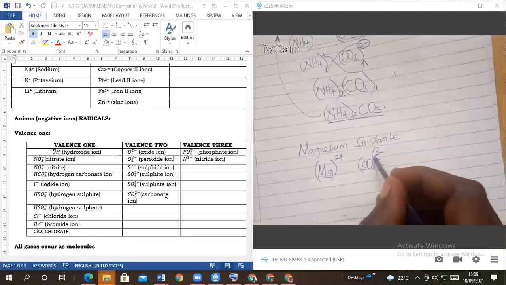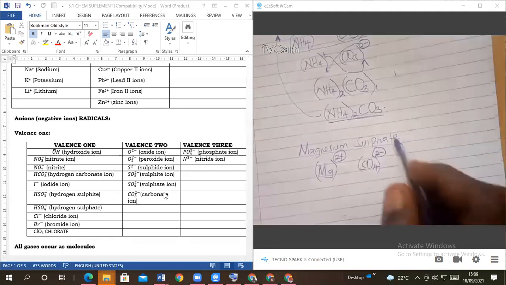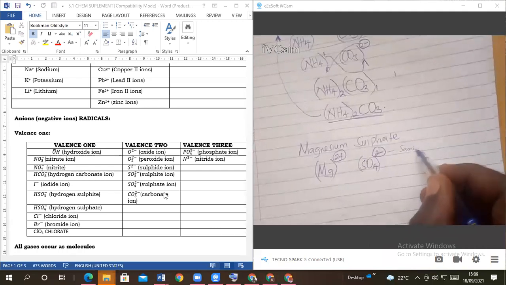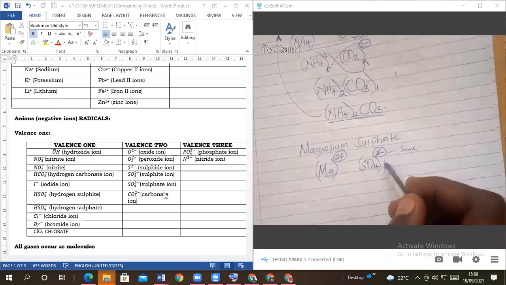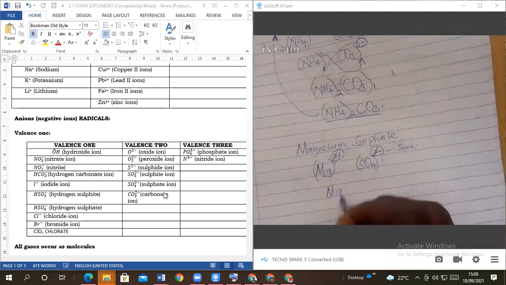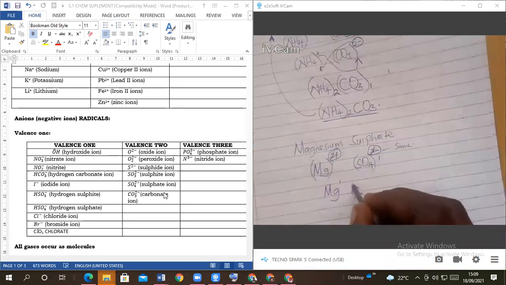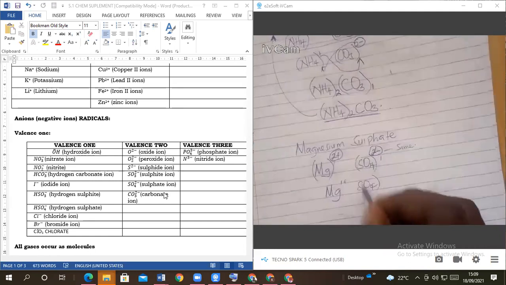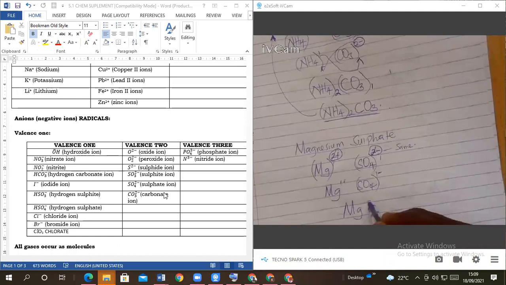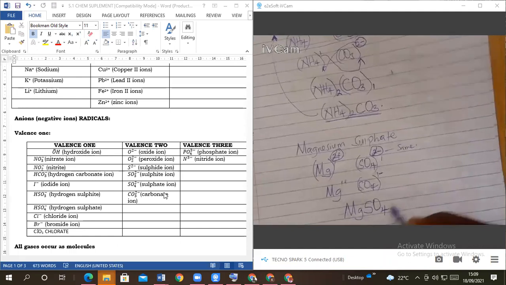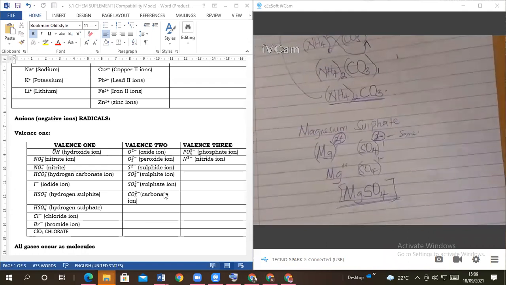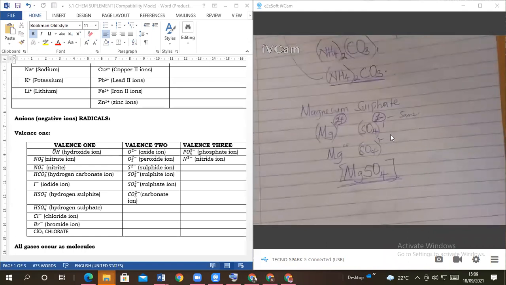Now, since these powers are the same, they reduce each other. This one becomes divide by 2 is 1, divide by 2 is 1. So you get magnesium 1 plus, then sulfate SO4, 1 negative. So the formula becomes MgSO4. This is magnesium sulfate. That is the second example.